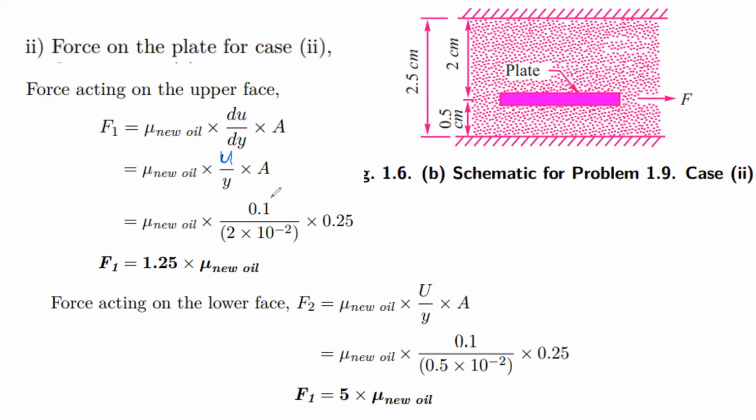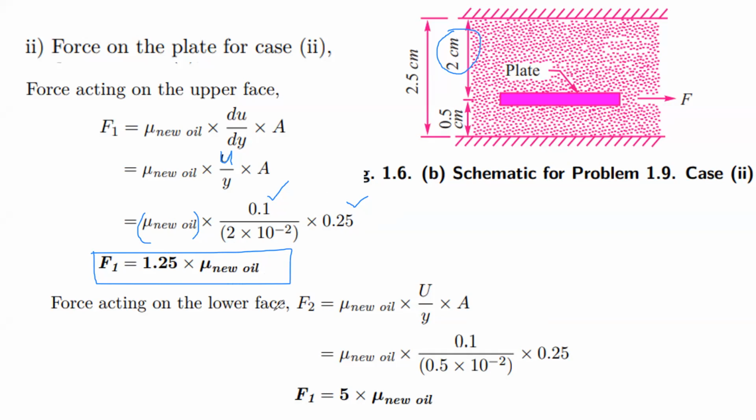So u is given, same velocity as mentioned, I'll use the same thing. Y is 2 centimeter. So here I'll use this one first. After that, in the second case, I will use this one. Y is nothing but 2 centimeter. So the above force I am calculating, 2 into 10 to the power of minus 2, into area, it remains same, 0.25. But again here new oil viscosity is not given. So I'll just keep this equation as F1 is equal to 1.25 times mu new oil. New oil viscosity, I'll keep it as it is.